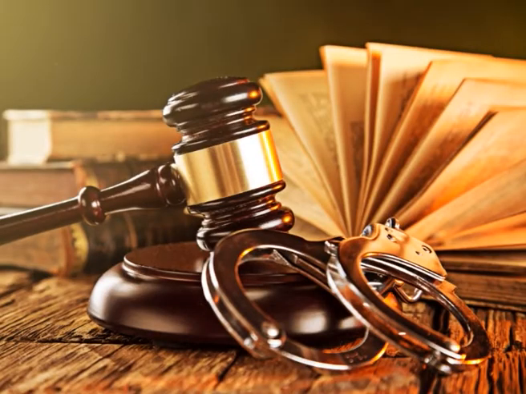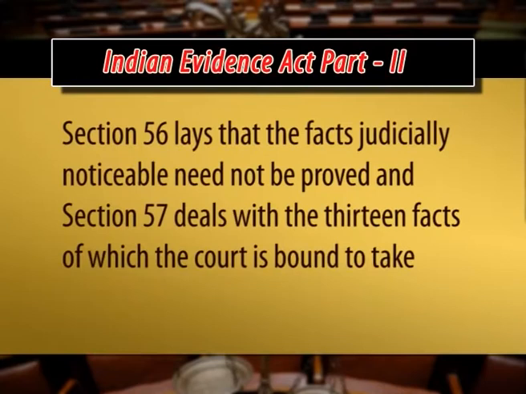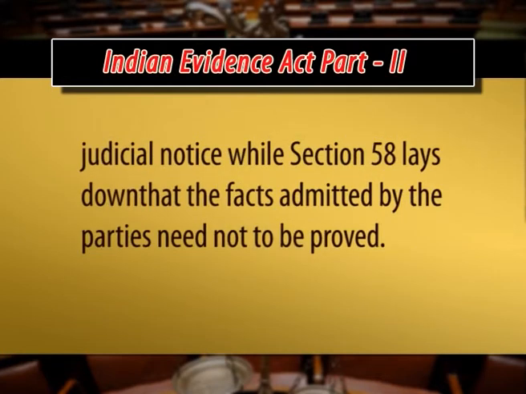Module 2, Oral and Documentary Evidence. As we have gone through in the Indian Evidence Act Part 1, the general rule is that all facts in issue and relevant facts must be proved by evidence, either oral or documentary. This rule has two exceptions: A, facts judicially noticeable, Sections 56 and 57; B, facts admitted, Section 58. Section 56 lays down that the facts judicially noticeable need not be proved, and Section 57 deals with the 13 facts of which the court is bound to take judicial notice, while Section 58 lays down that the facts admitted by the parties need not be proved.